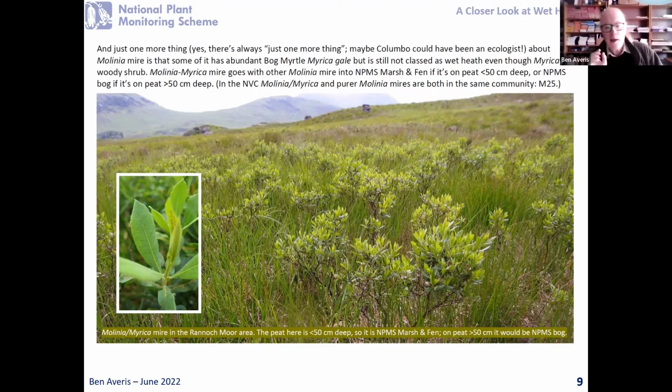And this has a lot in common with the Molinia dominated greener bits we saw in the last photo, except it looks more shrubby because there's loads of bog myrtle growing in it. You might think, doesn't that make it a wet heath? But it doesn't. In floristic terms, and vegetation classification terms, including things like the National Vegetation Classification and so on, it gets lumped in with the Molinia-dominated mires. So we can often call them Molinia myrica mires, these ones where Molinia is co-dominant with myrica.